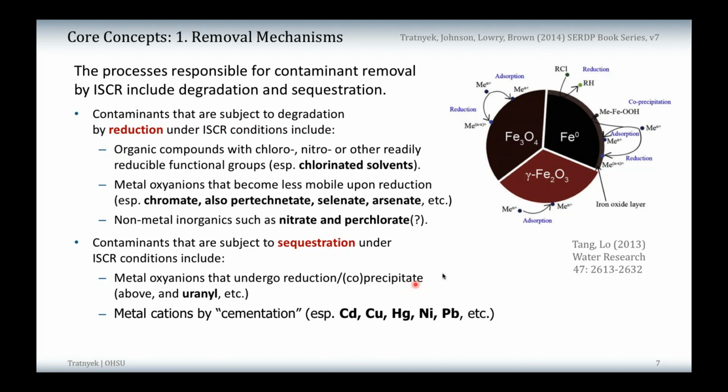That overlap is illustrated in a lot of cartoons that are scattered around in the literature. For diversity, I picked this one to decorate this slide. It's from a review paper by Irene Lowe and Tang in Water Research. And you see here she's got iron 0, she's got magnetite, she's got iron 3 oxides, and she's got adsorption and reduction and co-precipitation. The point being that you can have both reduction and sequestration contributing to the contaminant removal.